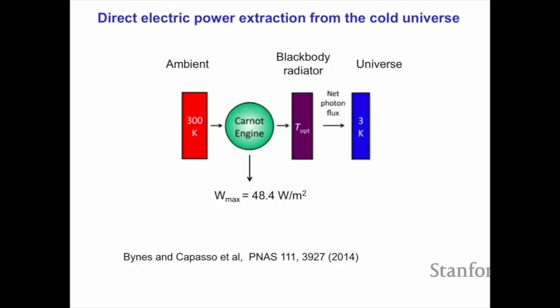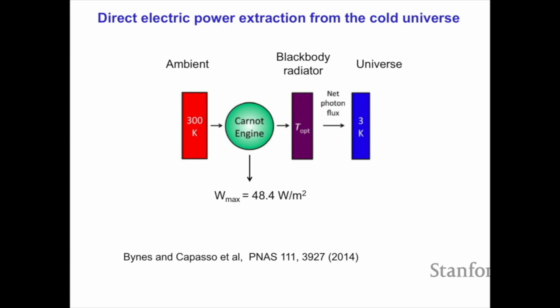So given that we already have an object that has a temperature below the ambient air temperature, at least conceptually, one can run a thermal engine between the ambient and the radiator to extract power.